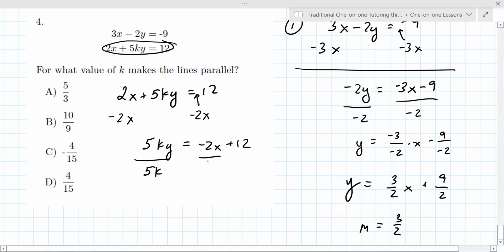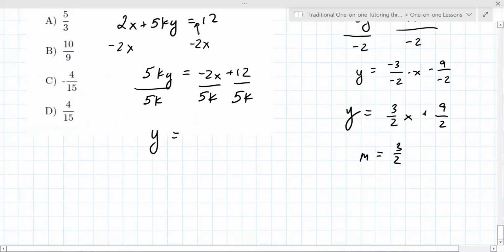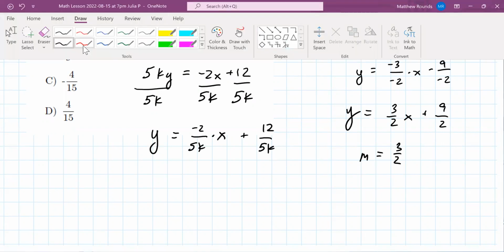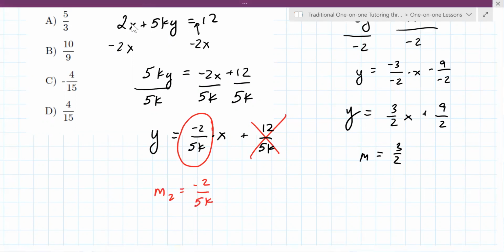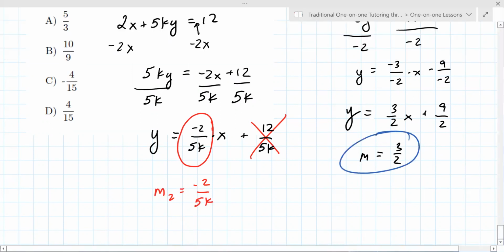Now, another way you can do it is you can just immediately write 5k, or whatever you're dividing by, to each one. So y is equal to, and this is probably the most awkward part, -2 over 5k times x plus 12 over 5k. What's interesting is if you were to do a bunch of these in a row, you'd eventually realize you don't even care about that. This is all you care about, because that's the slope of the second equation. And you want to set that equal to the slope here. These have to be equal.